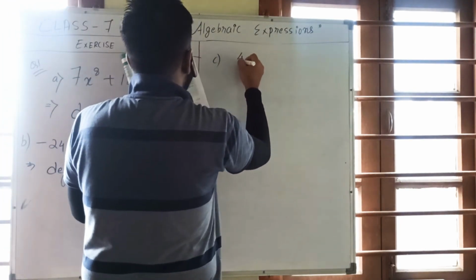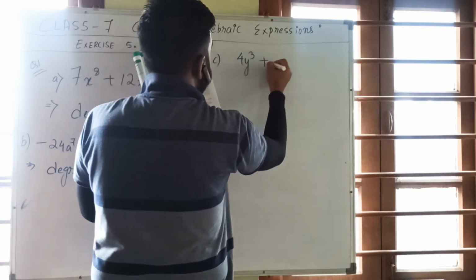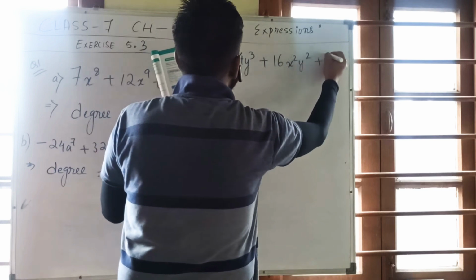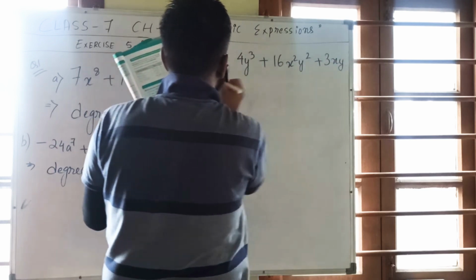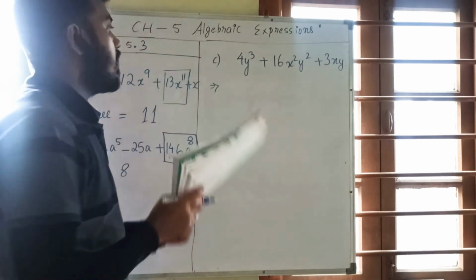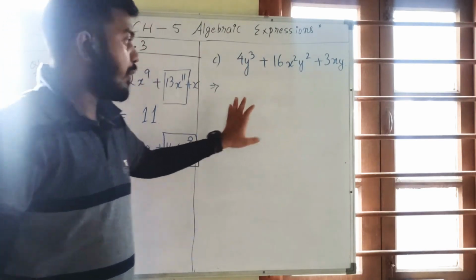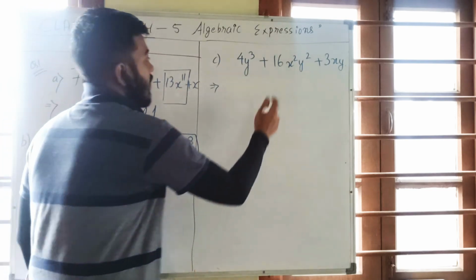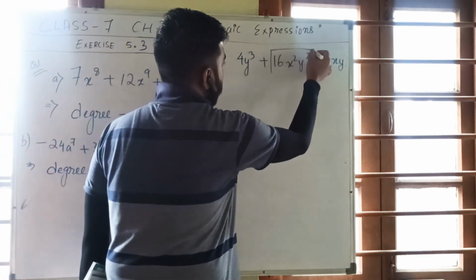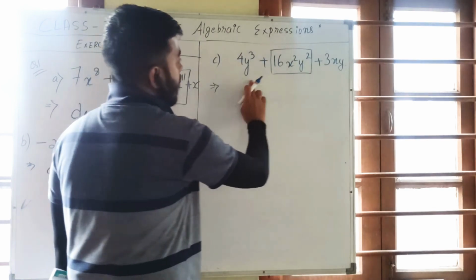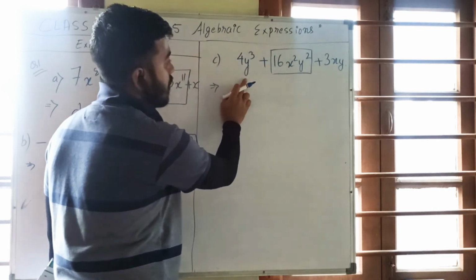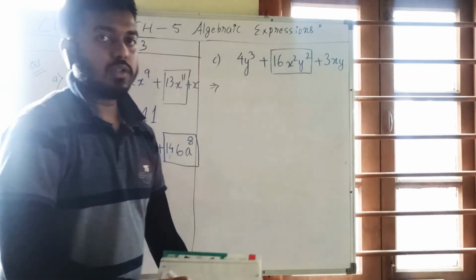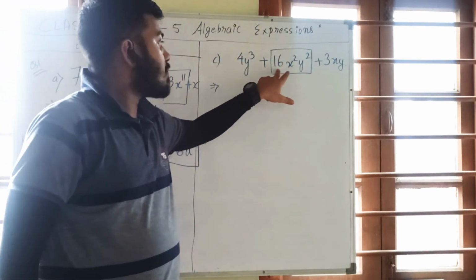Question number C, you have 4y cubed plus 16x square y square plus 3xy. So here first, what is our aim? Our aim is to judge which is the highest number. The highest number is 16. Correct? Yes or no? The others have y cube but no x, or xy with powers 1 and 1, so it is 2, right? So the highest number is 16.